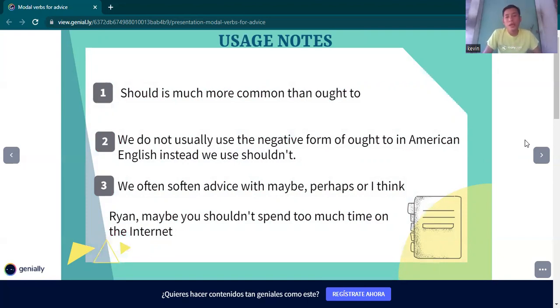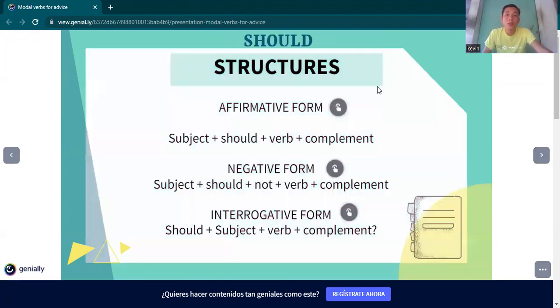As you can see here, I have an example. For example, Ryan, maybe you shouldn't spend too much time on the internet. That was an example using the third usage. Okay, now let's study the modal verb should.